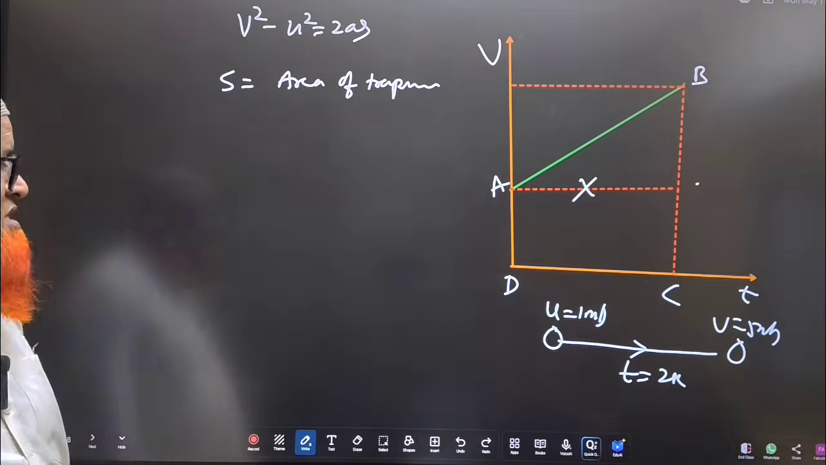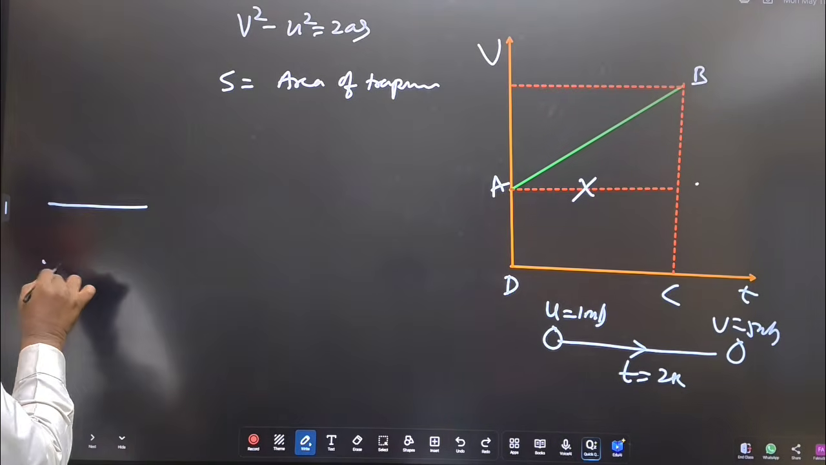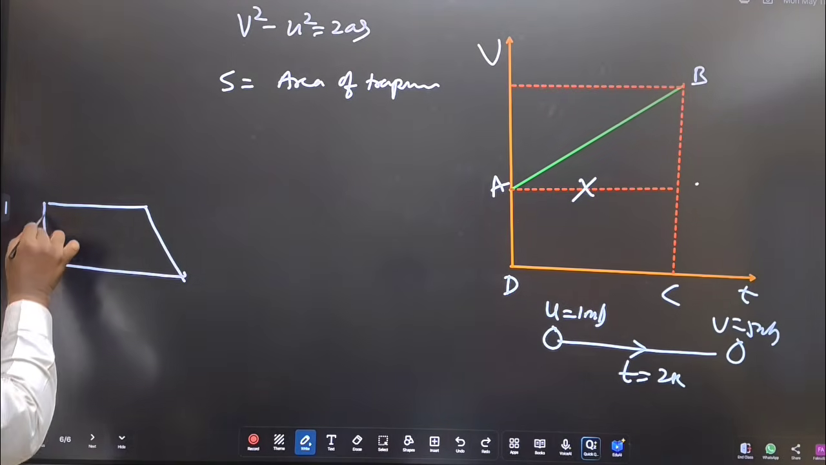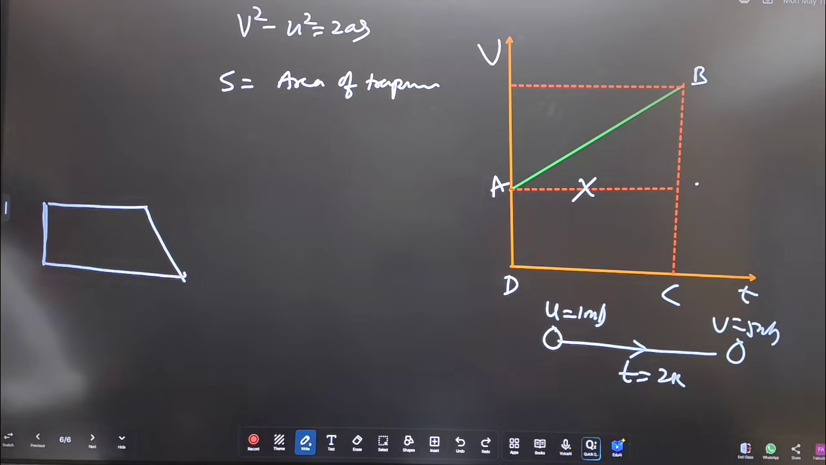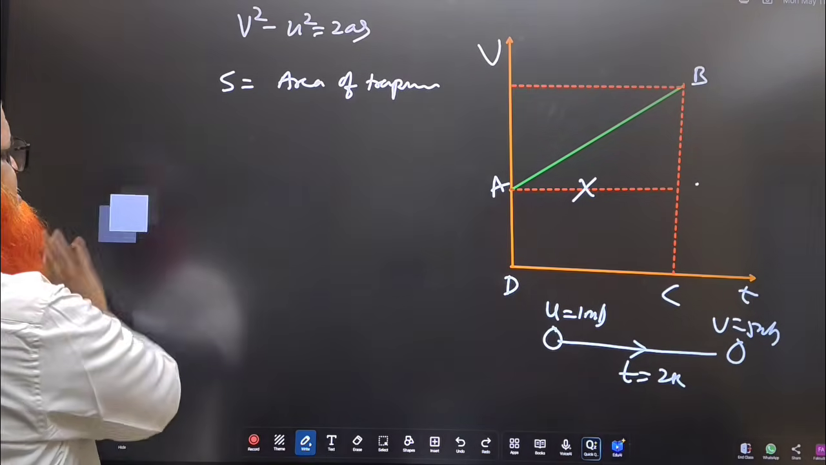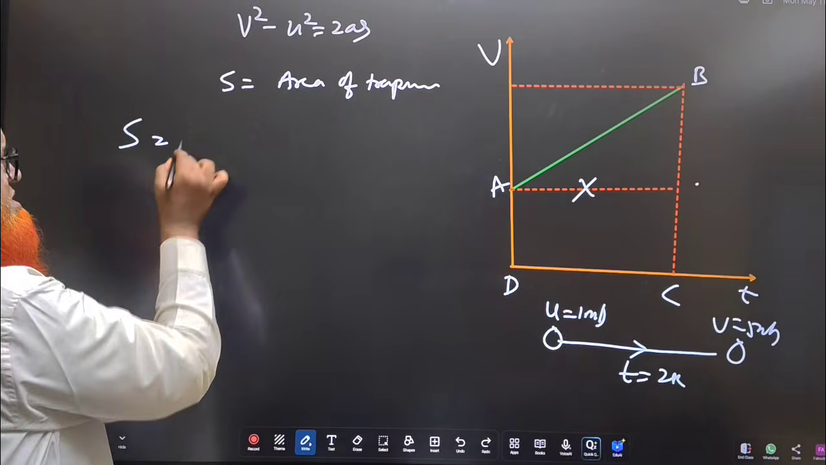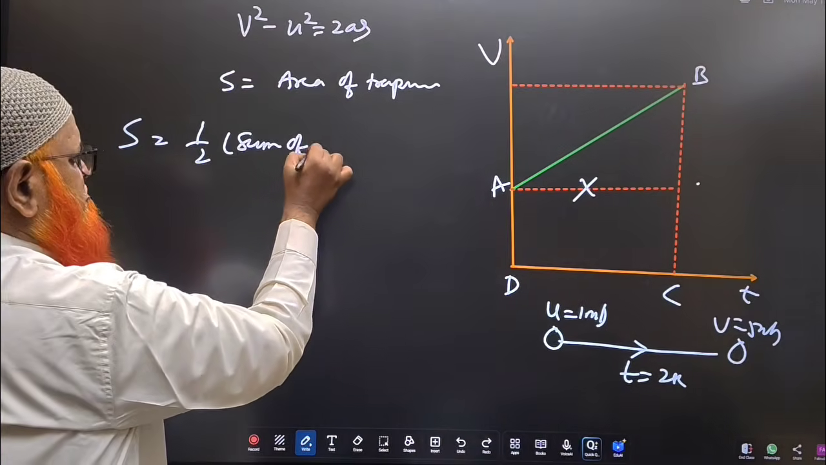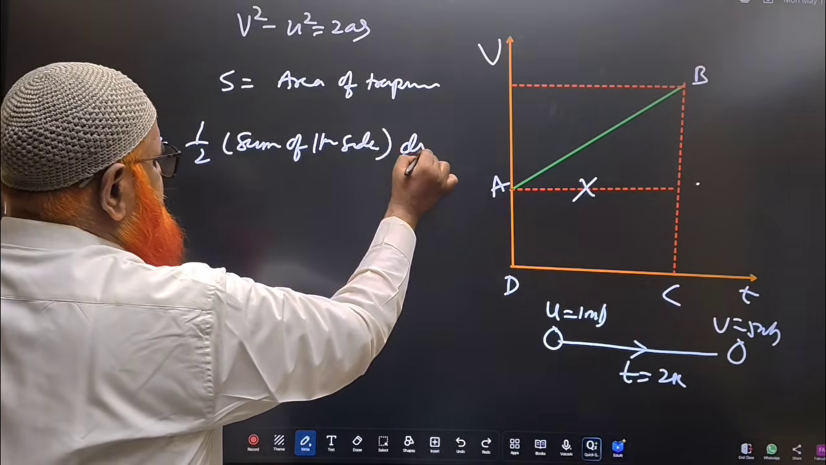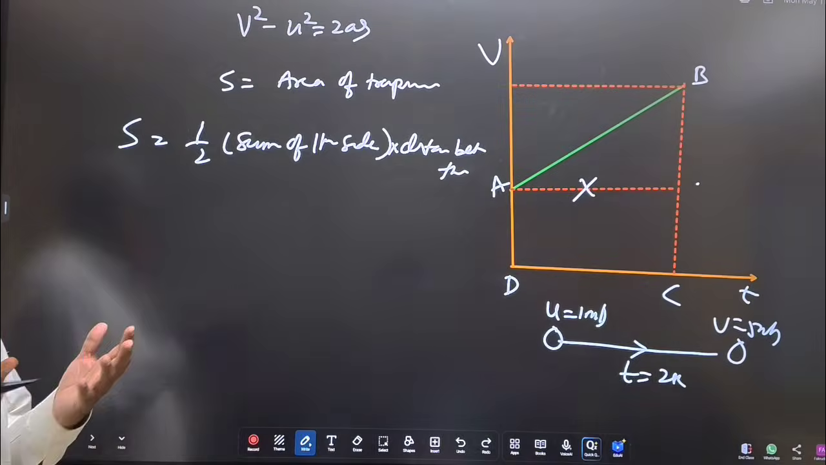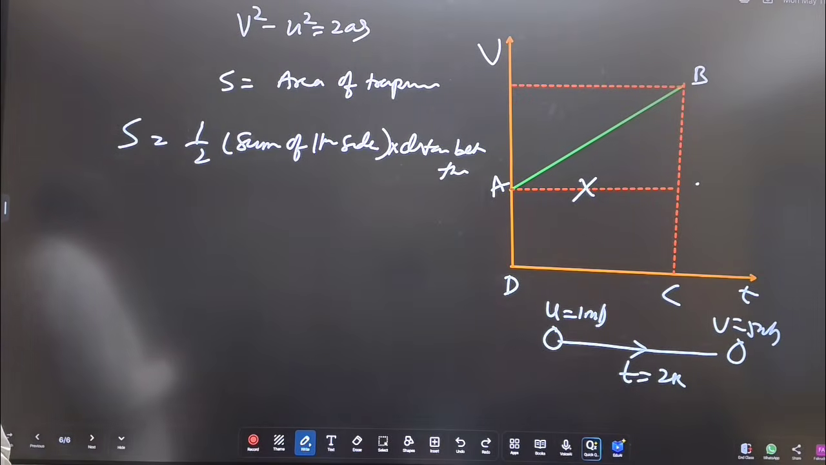What is the meaning of trapezium? In a polygon, if two sides are parallel and two sides whatever they may be, then it is called a trapezium. You know about that, isn't it? Everyone knows, I think. Yeah. So you should know the formula for a trapezium also. See, area of a trapezium means half into the sum of parallel sides into the distance between them. Sum of the parallel sides into the distance between them, isn't it?